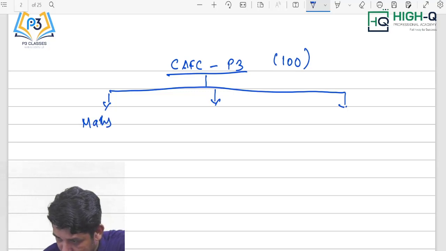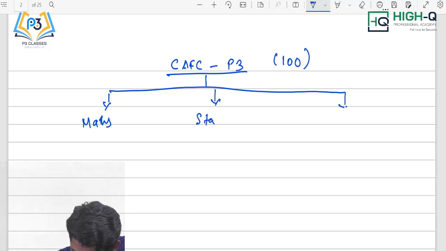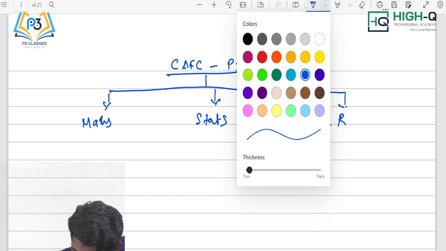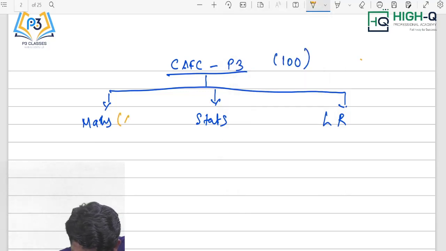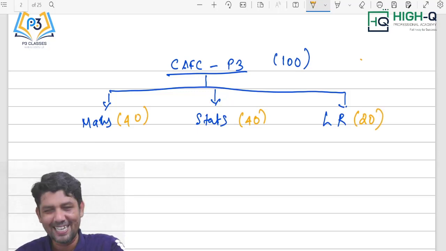Maths, stats, logical reasoning. Maths for 40 marks, stats for 40 marks and logical reasoning for 20 marks. I'll come to that logical reasoning.